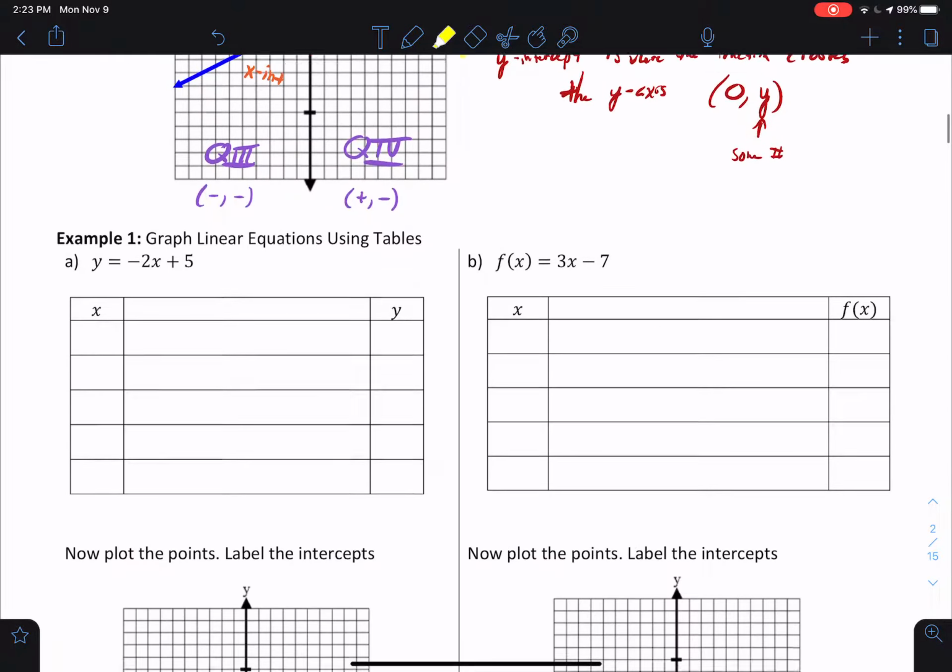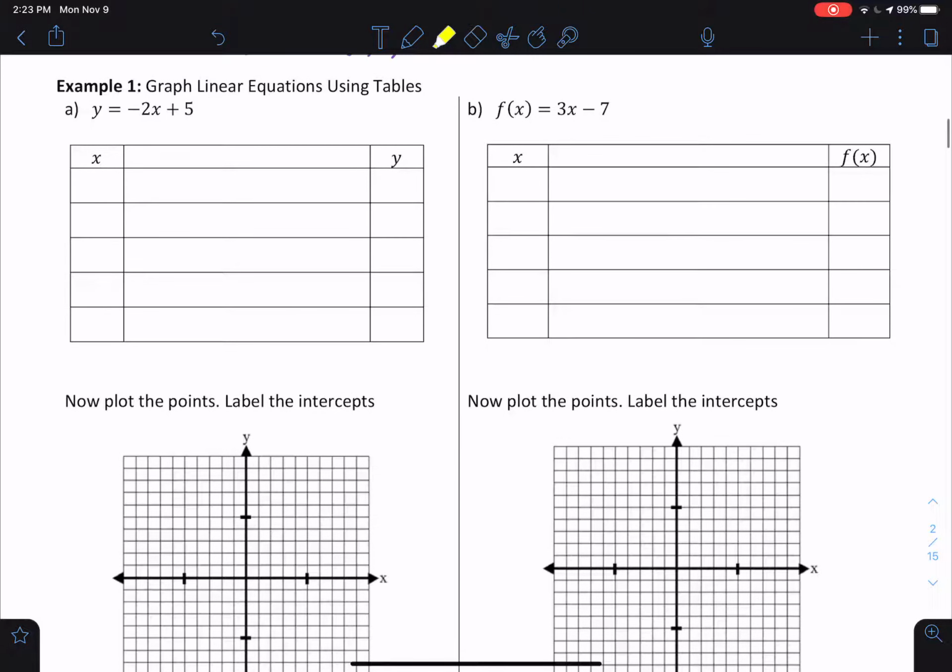So, graphing linear equations using tables. This is going to be the first way we graph. We're going to plug in numbers for x, get out numbers for y. That's going to give us coordinates x, comma, y. We're going to plot those points, connect the dots, and then be good to go. We got our line. So we've got y equals negative 2x plus 5.